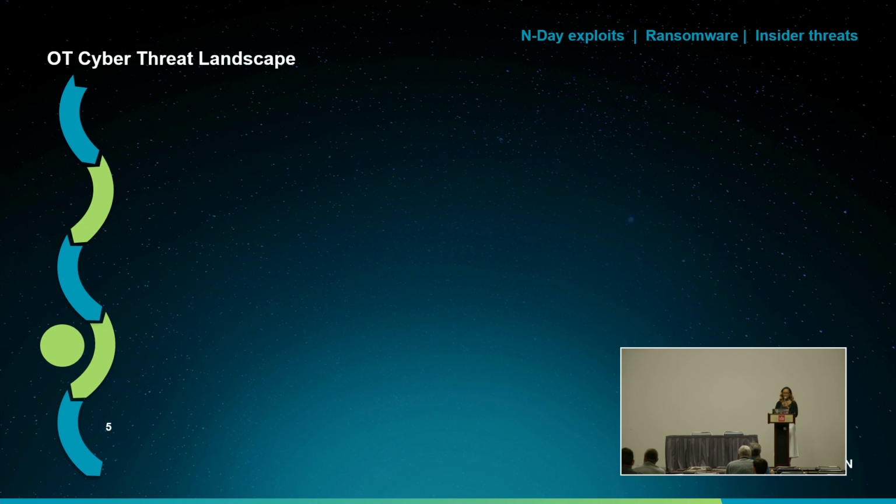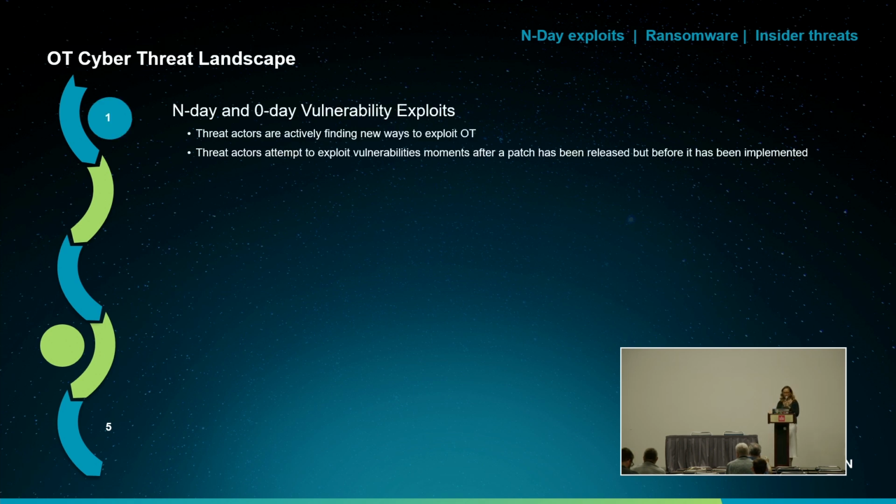All right, so let's get into what we're seeing in the OT cyber threat landscape. There are a lot of intricate technologies monitoring a lot of very important processes, running the power grid, oil and gas pipelines, nuclear facilities, manufacturing facilities. What are the threats to these systems?